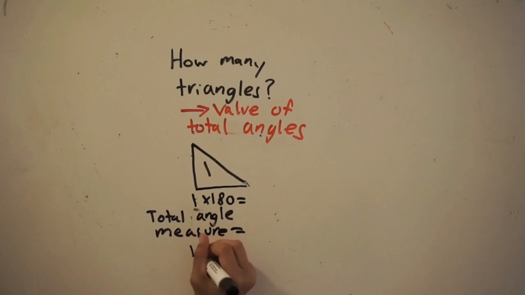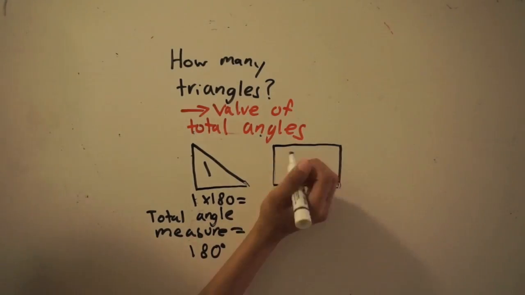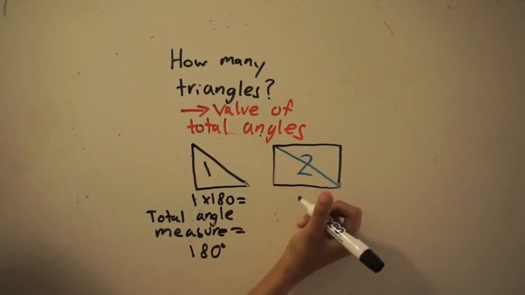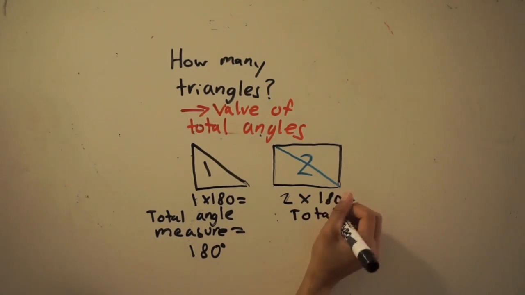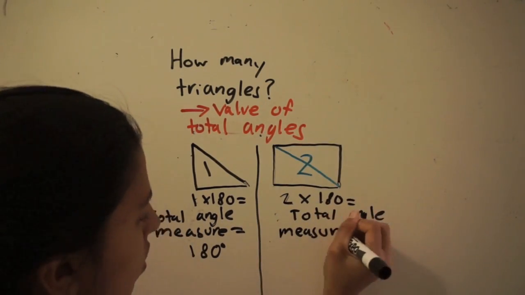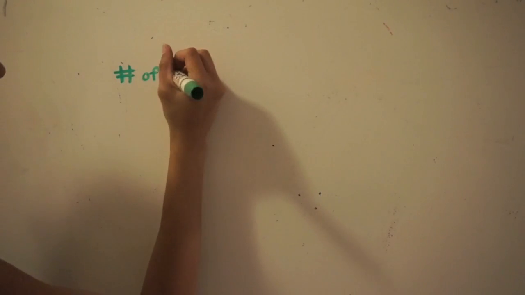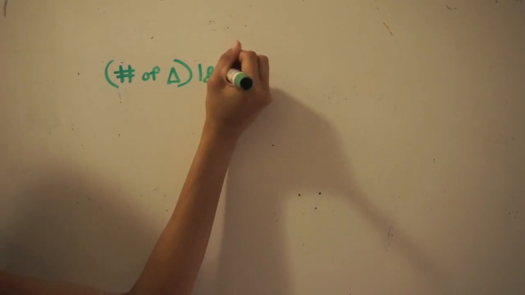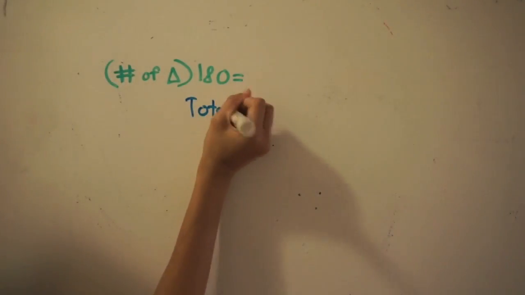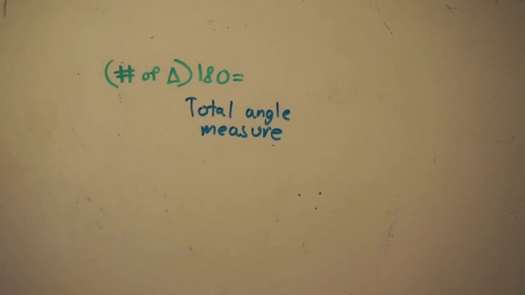Now following that same pattern with a square, how many triangles can you fit in a square? 2. So we would do 2 times 180 to get the total angle measure, or 360 degrees. This means the number of triangles in a shape times 180 gives you the total angle measure of that shape.